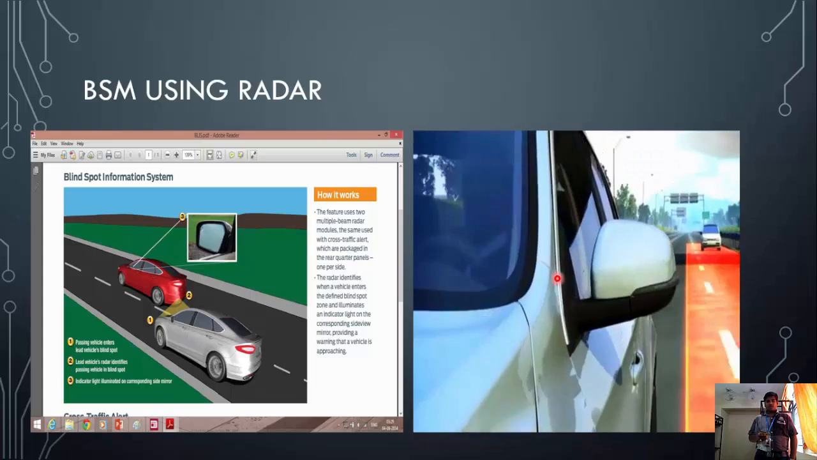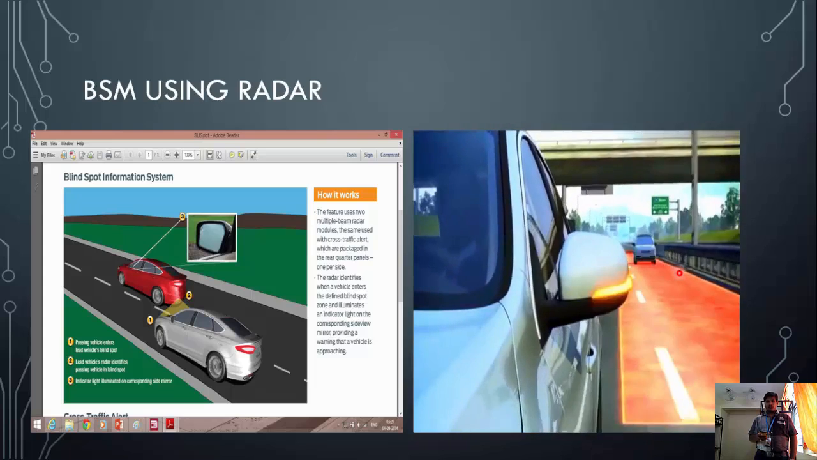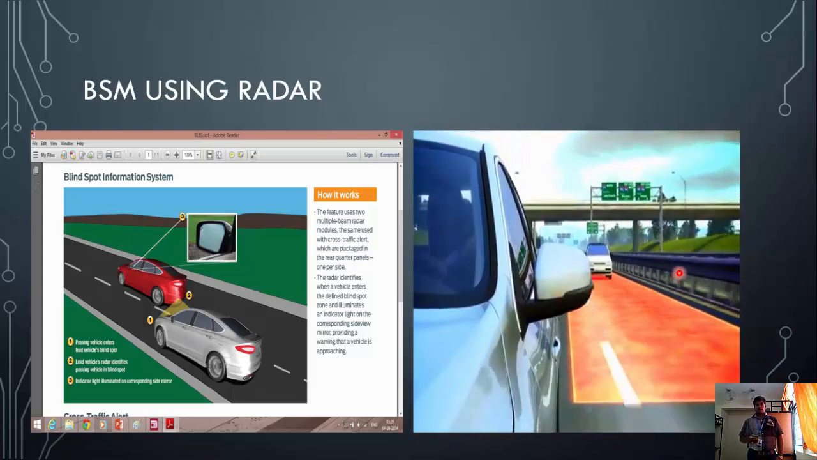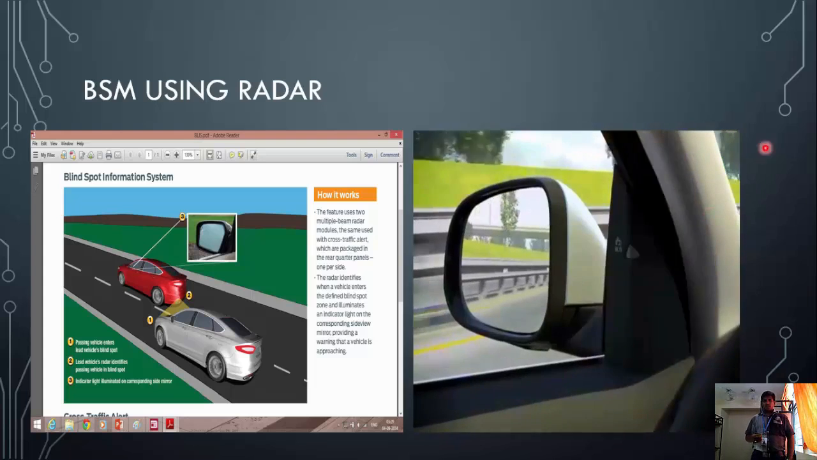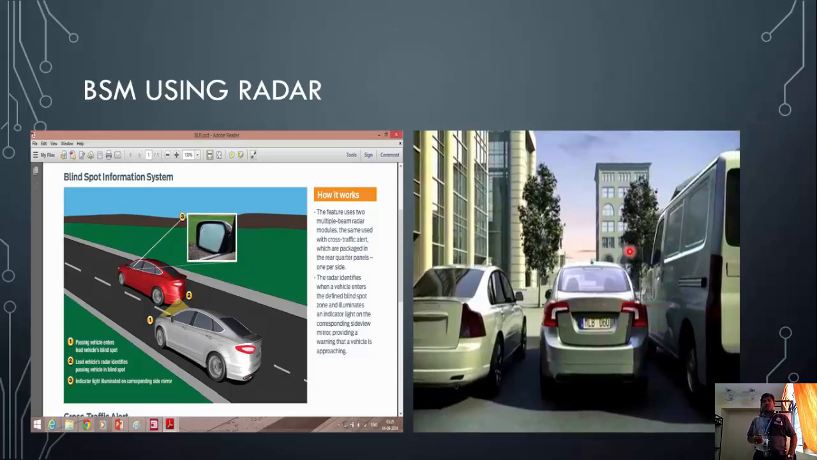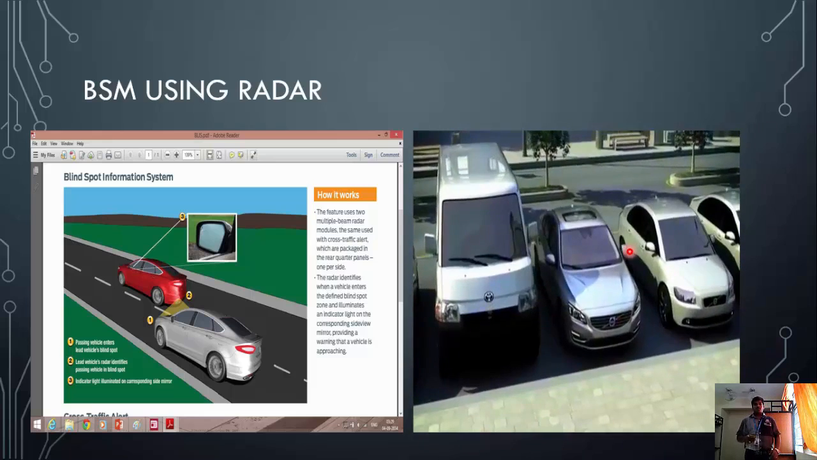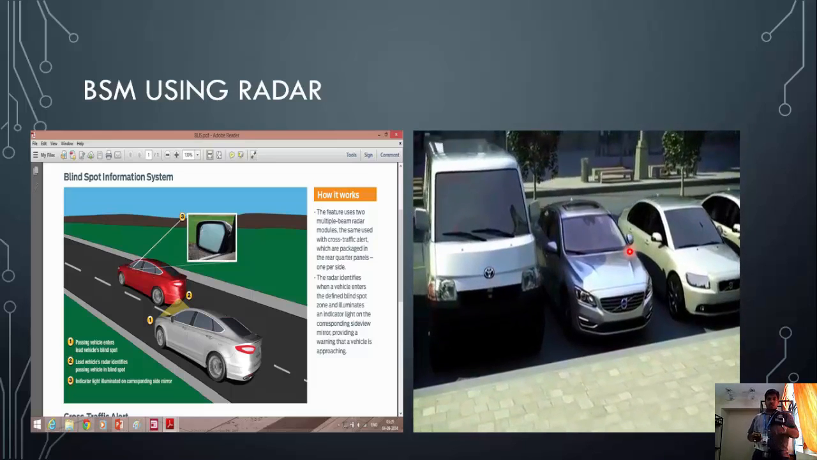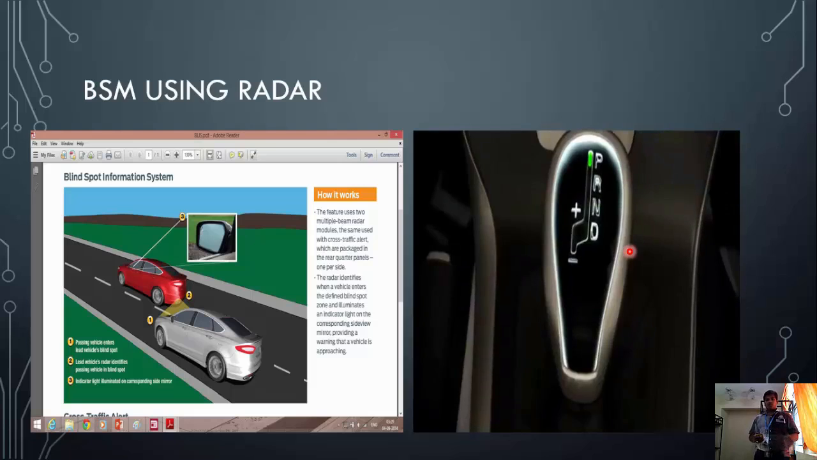Whenever the car enters a blind spot area, it gives signals to the indicator. Whenever it reaches the blind spot area, it gives a continuous signal to indicate to the driver. Here, the signal does not give an alert, it only receives signals.